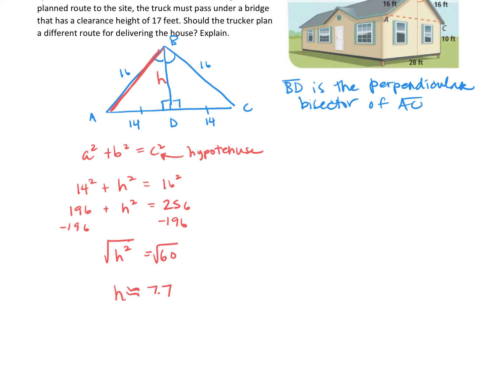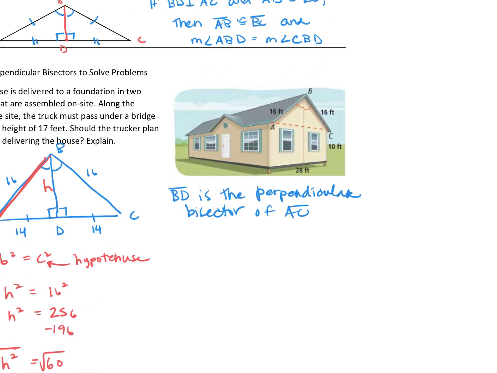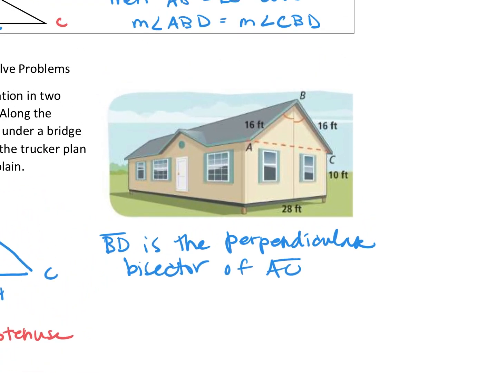So let's go back to our figure. What we just figured out is from here to here is 7.7 feet. We know that from here down is 10 feet. So the total height that this prefabricated home has is 17.7 feet. That's for the house.